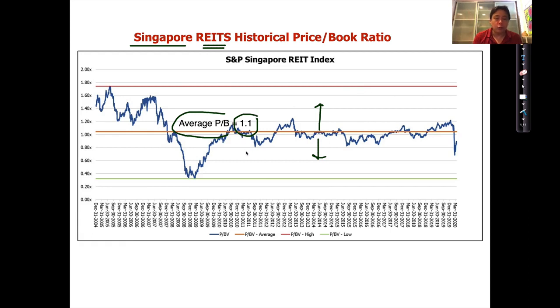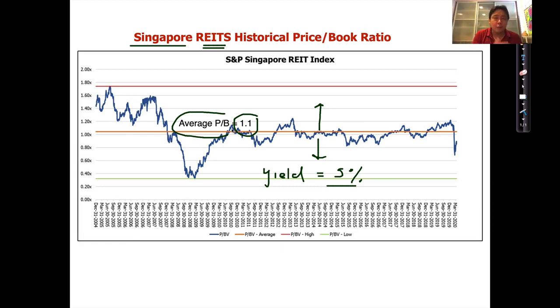The most I will go is 1.2. But at the same time, when I invest in REITs, I also look at the dividend yield, also known as the distribution yield. And the yield that I demand when I buy REITs is at least 5% per year. When the share price goes up too high, the yield tends to fall below 5%. So when the yield is 5% or higher, and the price to book ratio is below 1.2, it tells me that the REIT is reasonable to buy.